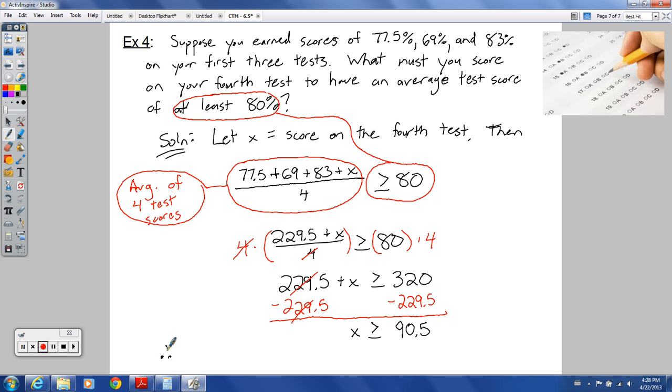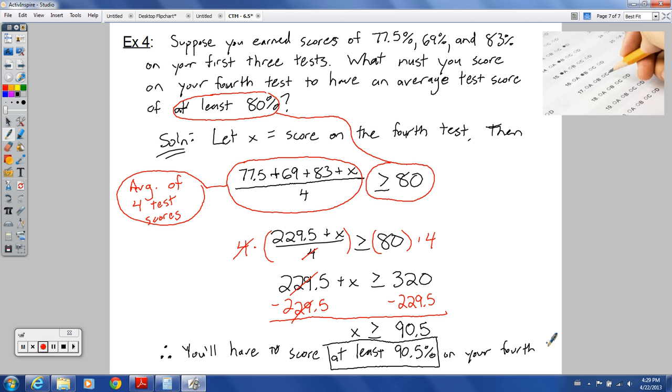So we're going to say, to finish this example off, therefore, you'll have to score at least 90.5. Not exactly 90.5. It could be exactly that, but it could also be more than that. If you got a higher score than that, you would still get at least an 80% average on your test average. So at least that on your 4th test.